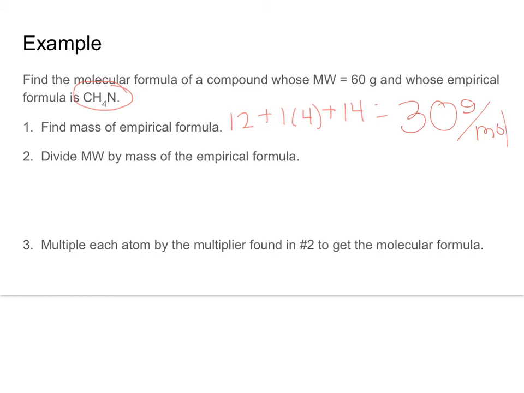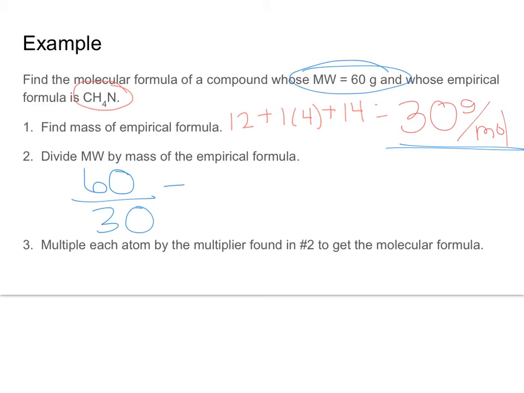What I'm going to do then is take the mole weight that's given. So this is like in lab, this compound was synthesized and the weight of the compound was 60 grams. I'm going to take that weight that's given, 60, and divide it by the empirical formula weight, which was 30. When I divide these two numbers out, I end up with 2. This 2 is my multiplier, and I'm going to multiply it times everything in my empirical formula in order to get the molecular formula.